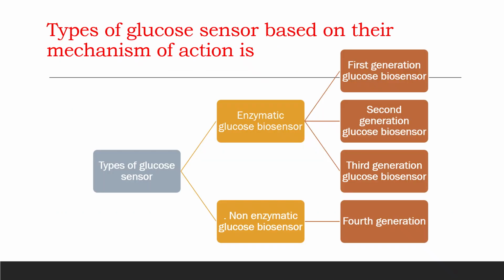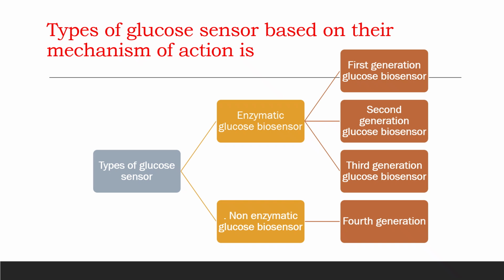There are different types of glucose sensor based on their mechanism of action. This can be an enzymatic glucose sensor or a non-enzymatic glucose sensor. Basically, research started with the enzymatic glucose sensor. So we have the first generation glucose sensor. I said GOX in the previous step, right? That GOX is an enzyme.